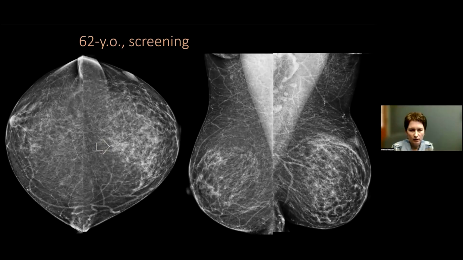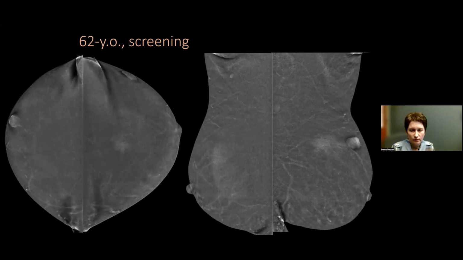And right here, we can see that on the craniocaudal view, there is some asymmetry in the central breast. When we do our contrast enhanced mammography on the recombined images, there is definitely non-mass enhancement at 12 o'clock on the left. It's pretty asymmetric. It's at least of moderate conspicuity. It definitely jumps at you.